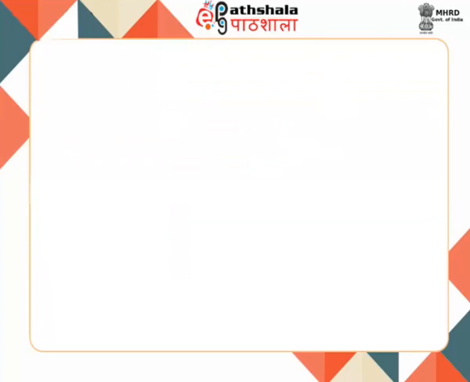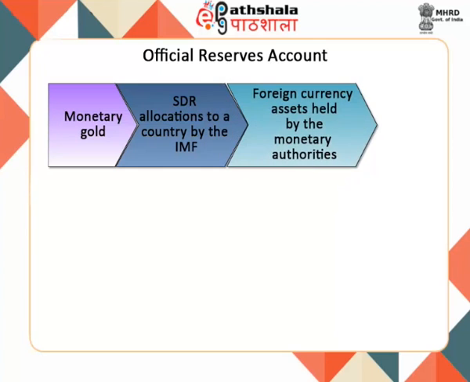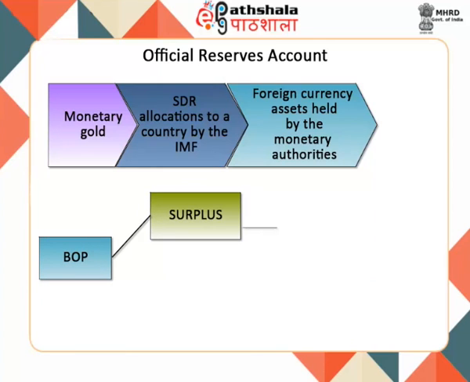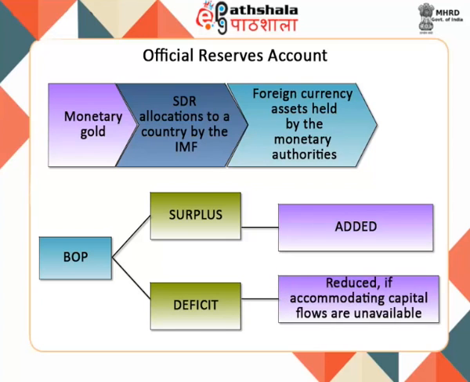The last component of the BOP statement is the official reserves account. The official reserves account records monetary gold, SDR allocations to a country by IMF, and foreign currency assets held by monetary authorities of a country. If the overall BOP is in surplus, it gets added to the official reserves account. If the overall BOP is in deficit, the official reserves account gets reduced by the deficit amount if accommodating capital flows are unavailable. Now, let us move on to the discussion on the balance of payments accounting system.